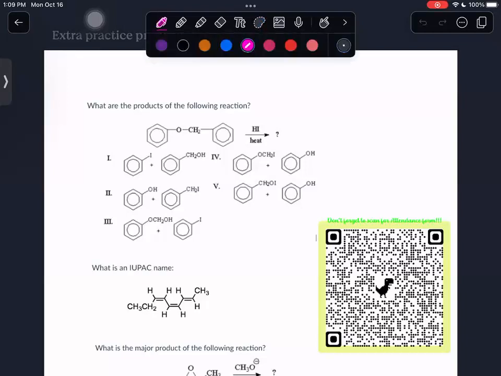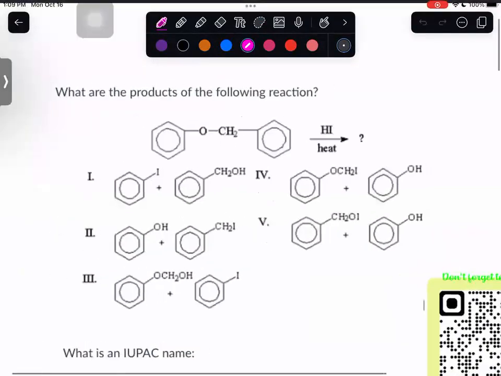This is also on Canvas right now. This one is not on Canvas. I forgot to post it. So we're just going to be looking at the screen, but I'll post it after.